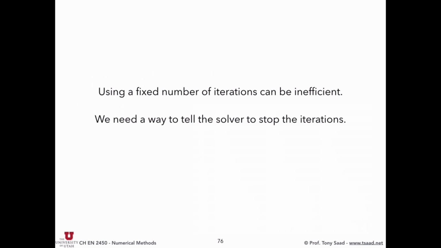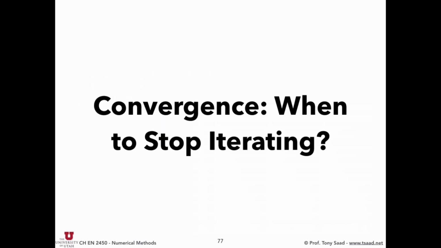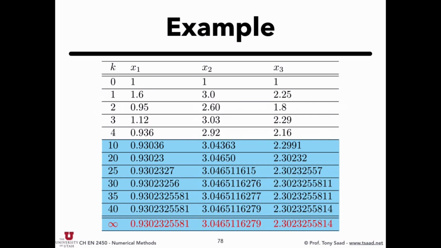We need a way to tell the solver to stop the iterations. So when do we stop iterating? If you notice again here, what's really happening is that the computer and all the arithmetic that's built in it, all the calculations, cannot refine your solution any further beyond probably 30 iterations or 35. It just cannot do any better. You are not gaining any significant digits anymore beyond 35 iterations.